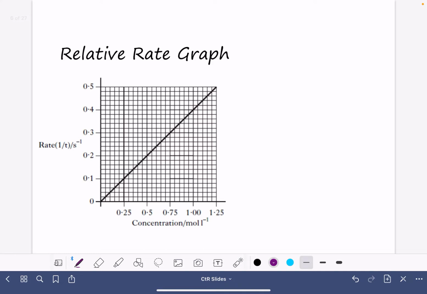Relative rate graphs follow this sort of format, and if you were given a relative rate graph, you might be asked what was the time when the concentration was a certain way, okay? So, for example, when the concentration was 1, we go up here and if I just keep this up here, it should join up. That corresponds to when the rate was 0.4 seconds to the minus 1. So what was the time? Well, time is going to be 1 over 0.4, which is 2.5 seconds. Okay, so you would be expected to calculate time from rate and vice versa.